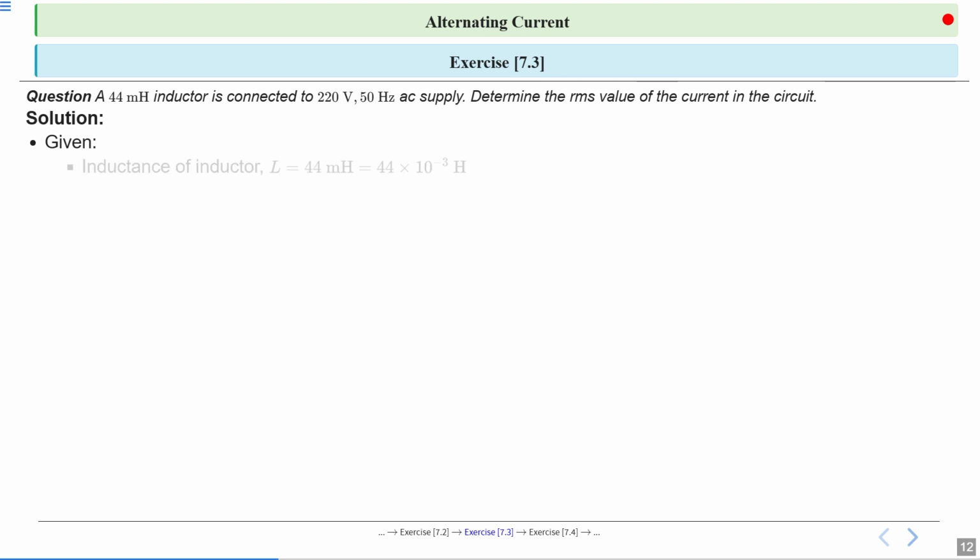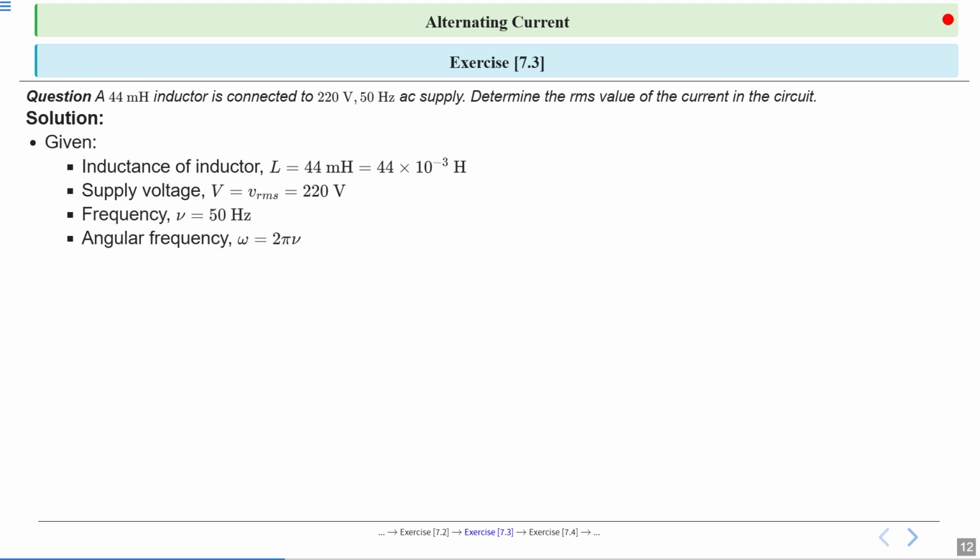So what is given in the question? Inductance of the inductor is L equal to 44 millihenry, which is equal to 44 into 10 raised to minus 3 Henry. Supply voltage, which is the Vrms value, is 220 volt. Frequency nu is 50 hertz. Angular frequency omega is equal to 2 pi nu. To calculate the RMS current, we need the inductive reactance first. So Irms will be equal to Vrms upon XL in the case of a purely inductive circuit. So to calculate Irms, we have to calculate XL first.